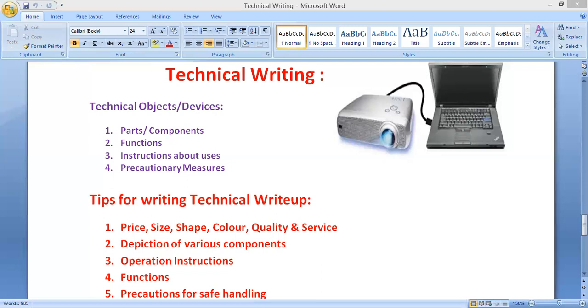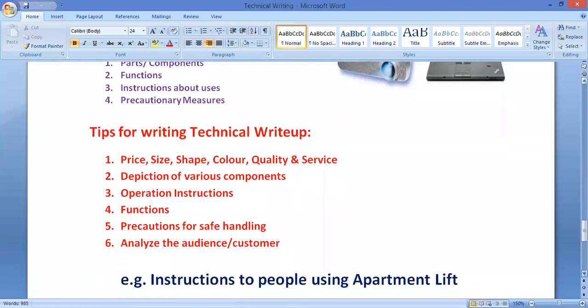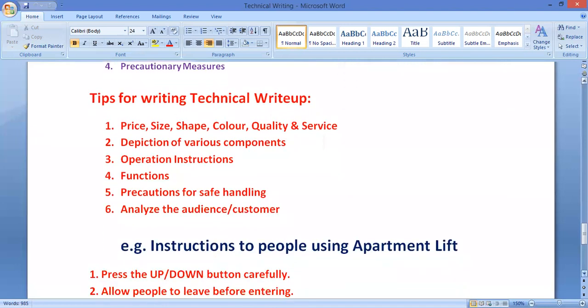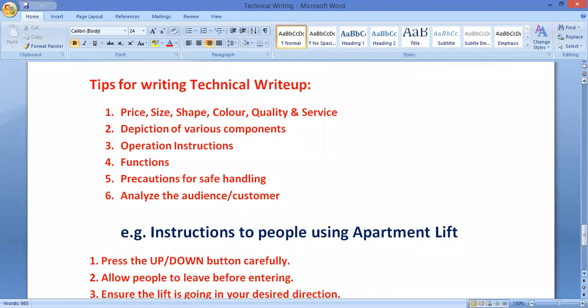Now let us see what rules one must follow while writing a technical write-up, right? So these are a few tips, or we can say rules. First of all, one must write the price, of course. When somebody goes to a shop or store, first of all, that person inquires about the price. It starts with the price, the comparison of the pricing.